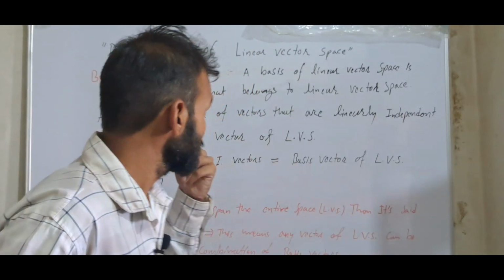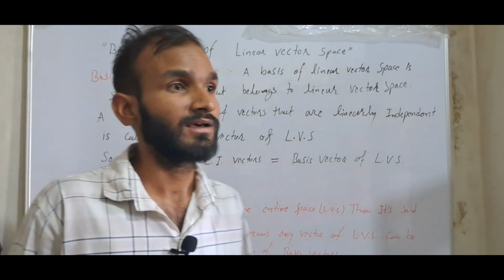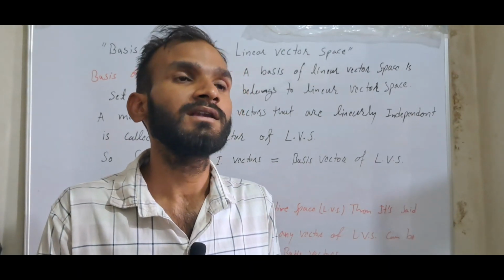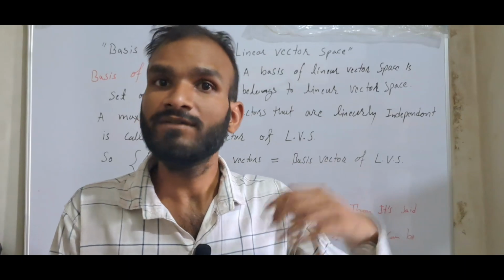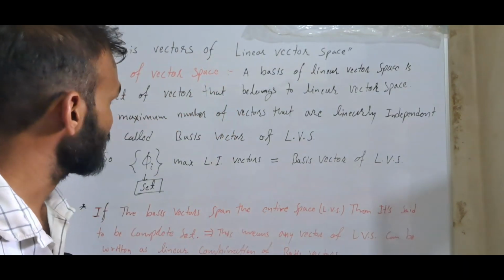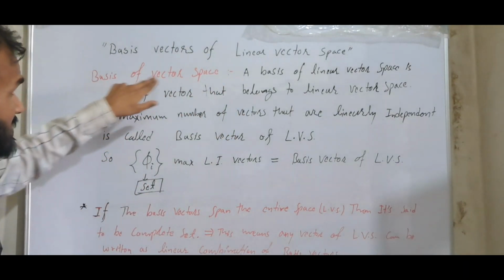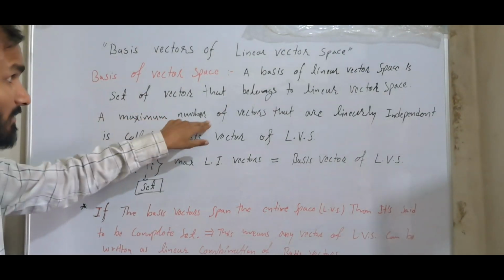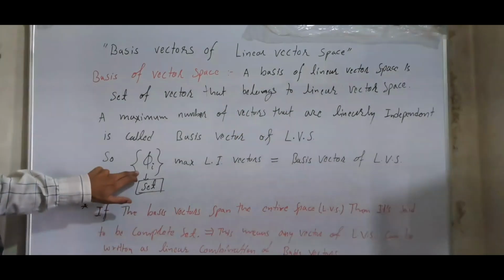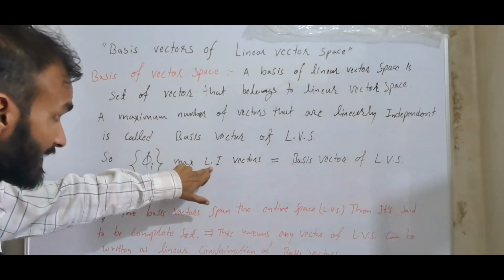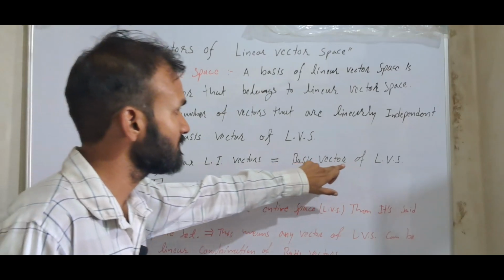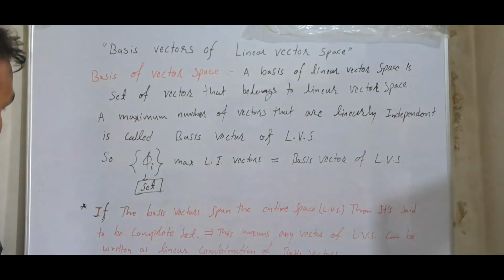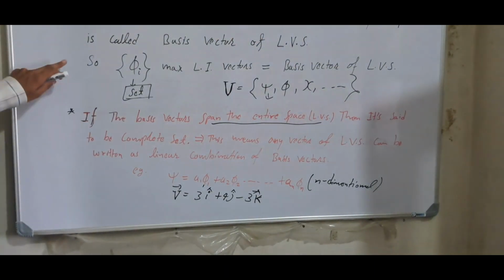So every vector in this set needs to be linearly independent of every other vector in this set. And the condition for the basis vector is only this one condition here: a set of a maximum number of vectors. So the maximum number of linearly independent vectors is equal to the basis vectors of the LVS, linear vector space. Okay, so that was the first condition.